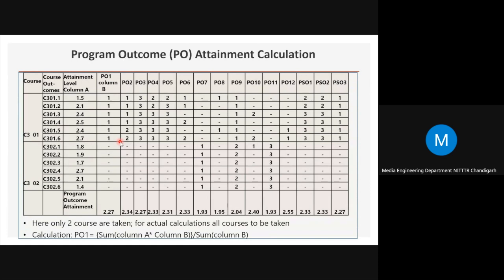So first thing is that it will go beyond 3, right? The maximum level should be 3. It will go beyond 3 if you are taking the average of semester-wise attainments, because then it will be a second-time average, so it will not be the correct value, the correct indication.